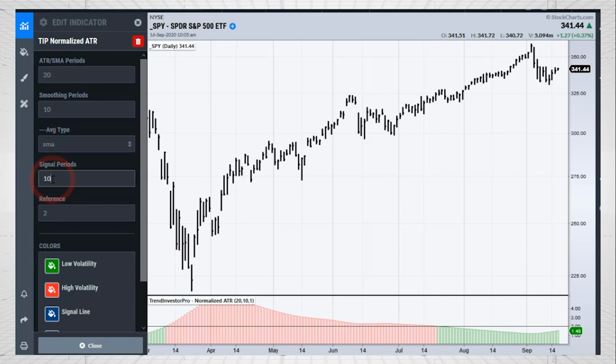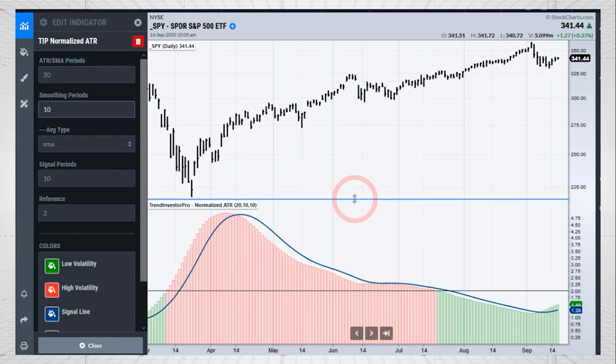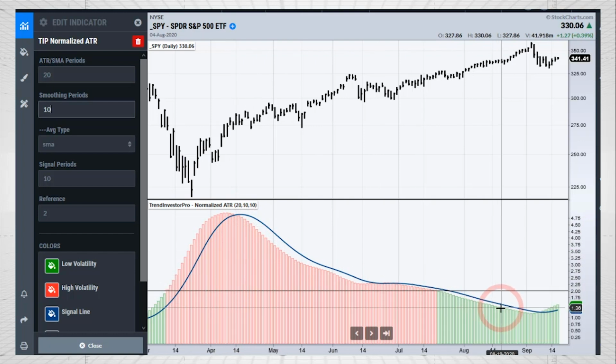It's not there now, but if I put a 10 in there, you can see we get a blue signal line. And I'll go ahead and raise that window up. So you can see when volatility is rising, and you can see when it is falling.